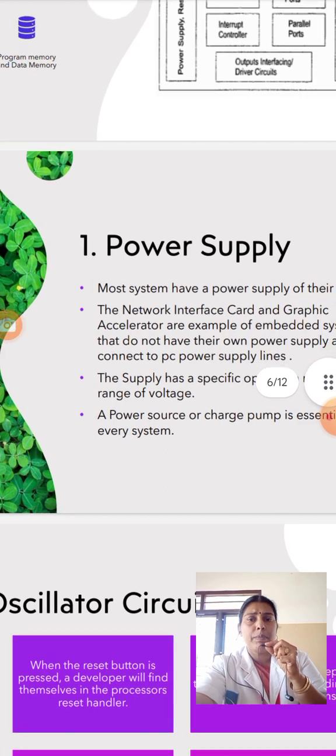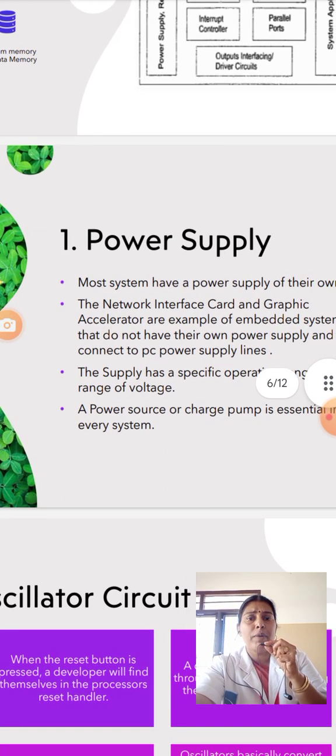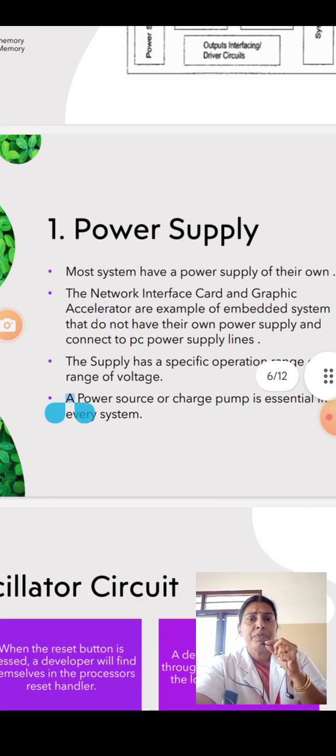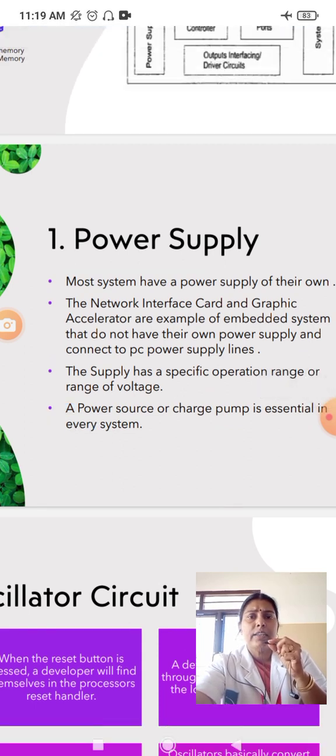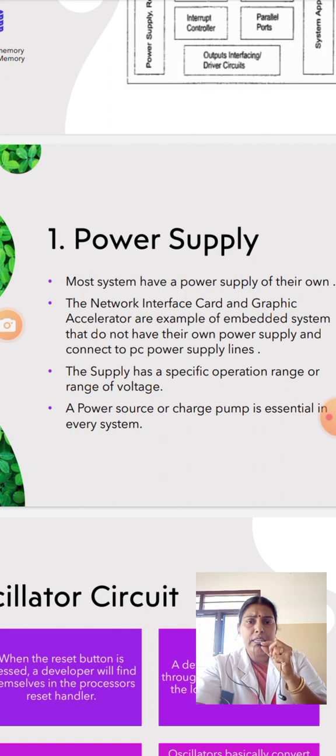First is the power supply. Most systems have a power supply of their own. The network interface card and the graphic accelerator are examples of embedded systems. They do not have their own power supply and connect to the PC power supply lines. The supply has a specific operation range or range of voltage. Power source or charge pump is essential for every system.